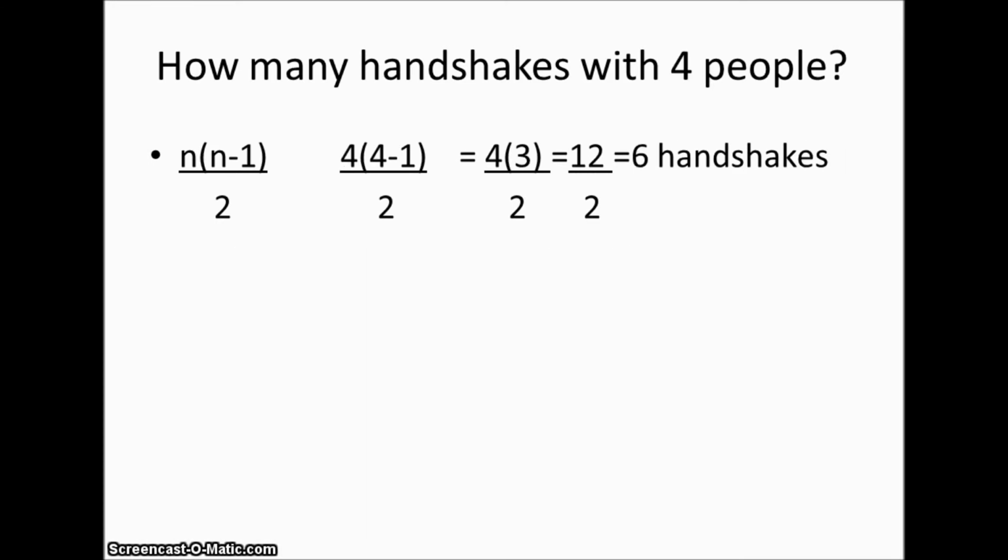So let's try this with 4 people. So 4 times 4 minus 1 divided by 2 equals 4 times 3 divided by 2 equals 12 divided by 2 equals 6 handshakes. Let's try this with 7 people. 7 times 7 minus 1 divided by 2 equals 7 times 6 divided by 2 equals 42 divided by 2 which equals 21 handshakes.